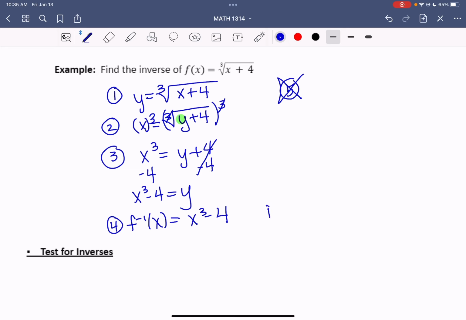And now in this one, there is no step 5 because the domain of this is just all real numbers, or negative infinity to infinity. So there's no issues with this. I don't have a square root. Square root is where you have some issues. And I don't have division, so I don't have to worry about a fraction or something not equal to 0.